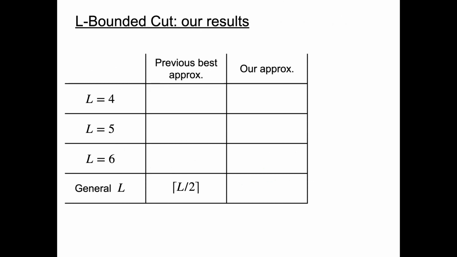What are our results? Again, the only approximations for bounded values of L up until now were ceiling of L over 2. So first of all, we improved the approximation for 4 bounded cut from 2 approximation down to 4/3. And I'll remind you that this is optimal, the best possible approximation assuming the unique games conjecture. For 5 bounded cut, we improved 3 down to 1.75. And for 6, we improved the 3 approximation down to 2.4.